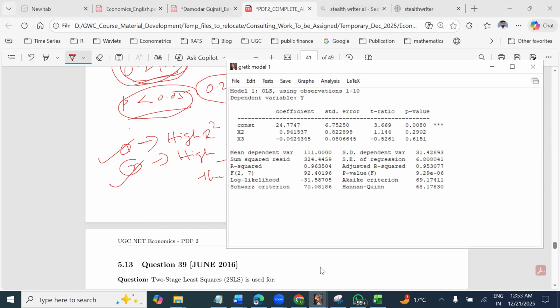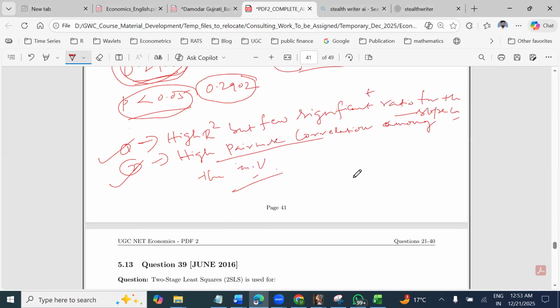Now next I will ask you, because I think we had already discussed yesterday also. What will be the impact on the OLS estimator? I already told you how to detect, everything is fine. Now is the OLS estimator BLUE?